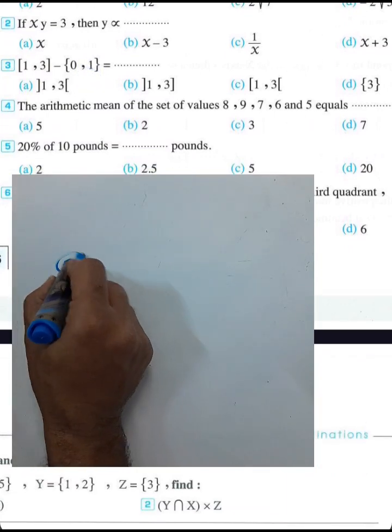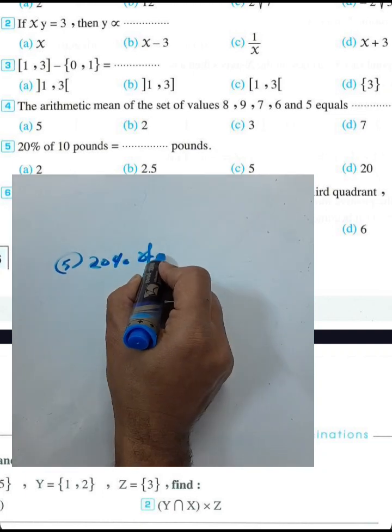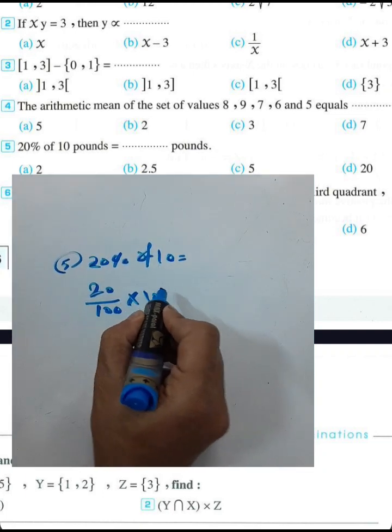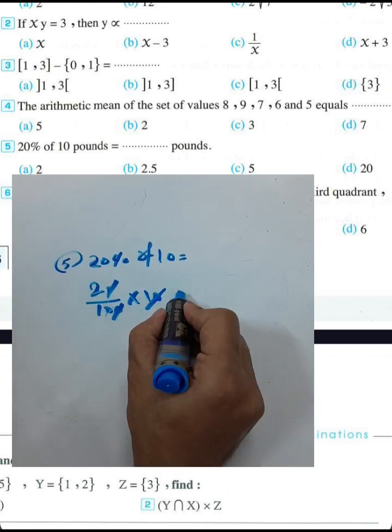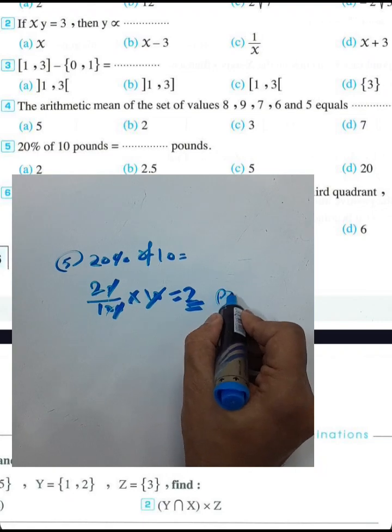Question number 5. 20% of 10. Meaning 20 over 100 times 10. Cancel 0 by 0 and 0 by 0. The result will be 2. 2 pounds. Choose letter A.